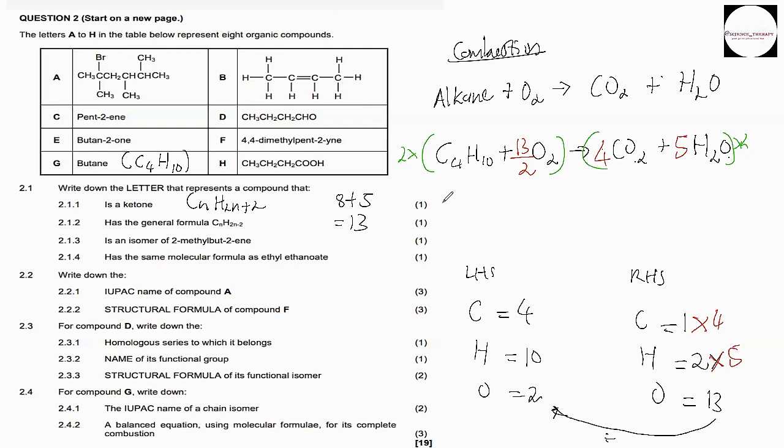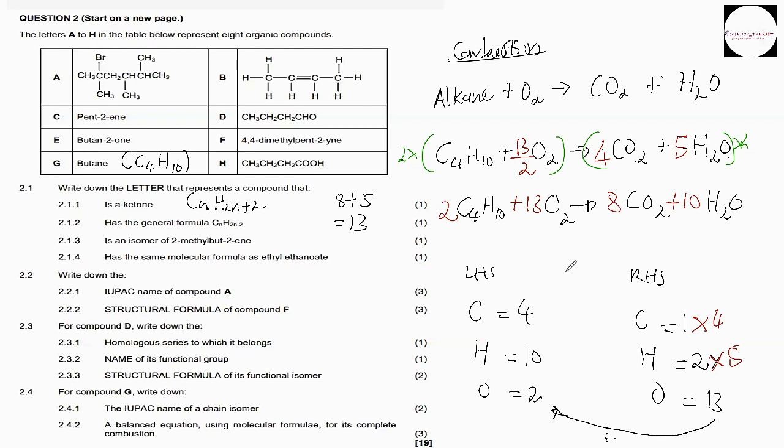So I now have the 2 here, but note that the compounds will not change. This is still C4H10. But if I multiply the 2 and the 13 over 2, I'm left with the 13 there. And this is still O2. Then 2 multiplied by 4, that's 8, so I will have my 8 here. And this is still CO2. 2 multiplied by 5, that's 10. And then I still have my H2O here.